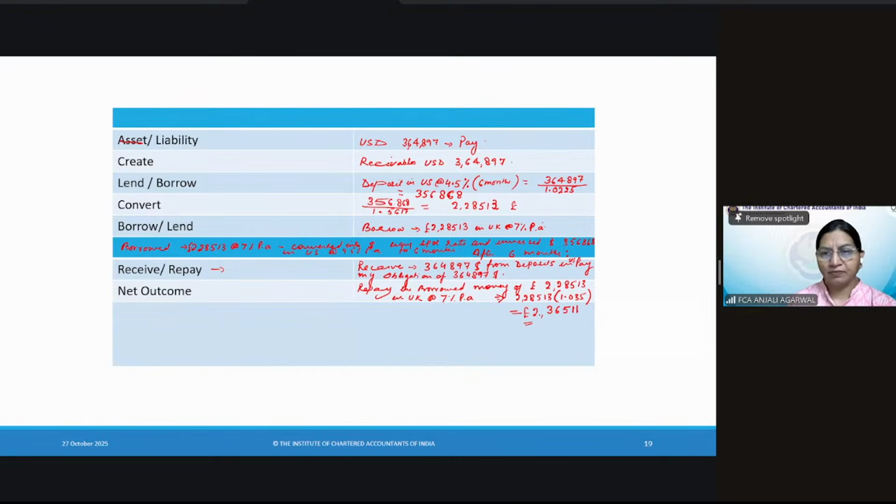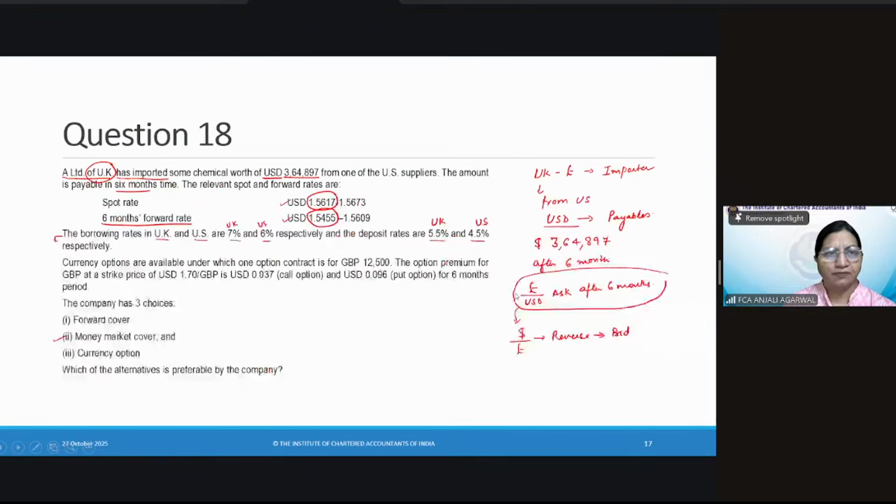So the net outcome is, no matter whatever the exchange fluctuation is, no matter what you pay in terms of your USD dollar, whatever the exchange rate is, your outflow will be 2,36,511. Okay. So we can see under the forward cover what it would be.